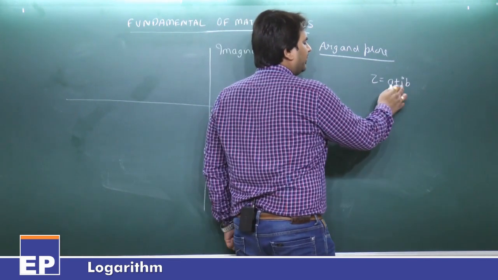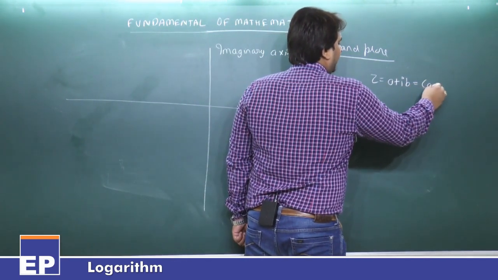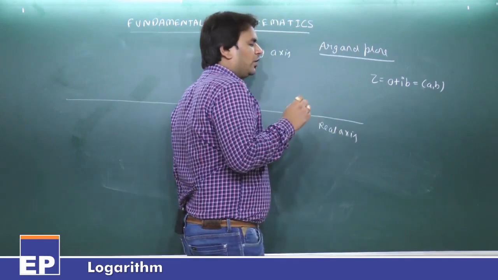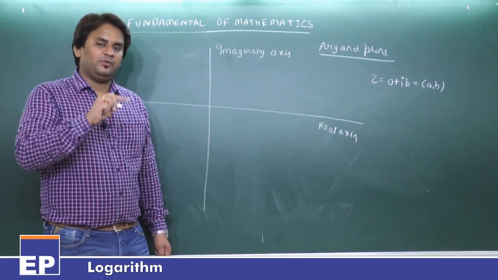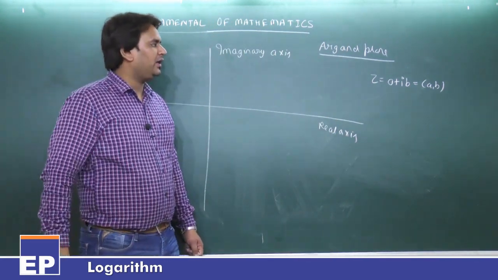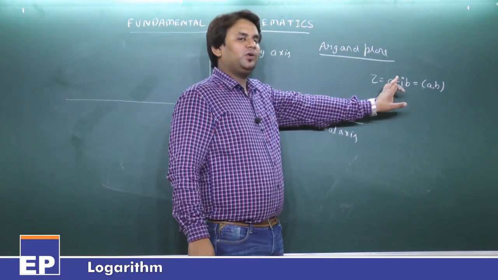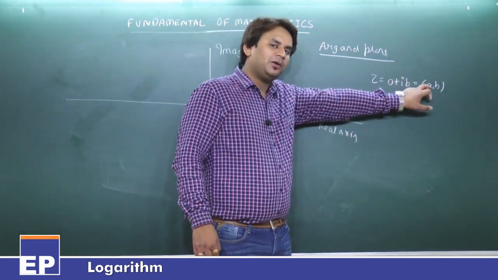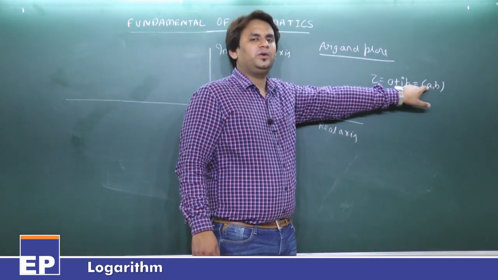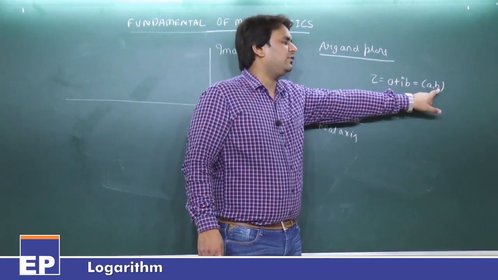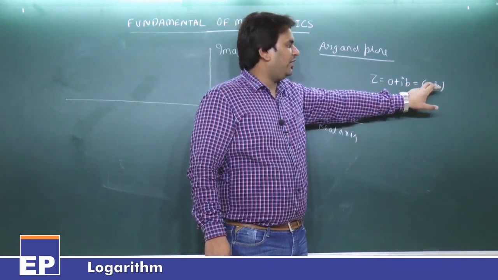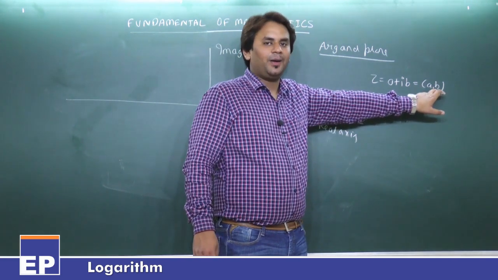If z is equal to a plus iota b, I am taking it as (a, b). In coordinate geometry, in the Cartesian plane, we were taking (x, y). Here, in the case of the Argand plane, if z is equal to a plus iota b, I am taking it as (a, b), where a is the real part of z and b is the imaginary part of z. So a will be on the real axis and b will be on the imaginary axis.